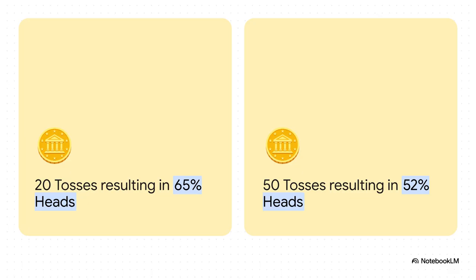But watch what happens when he increases his trials to 50 tosses. He gets 26 heads, and boom, the experimental probability drops to 52%. As he increased the trials, his actual real-world outcome got so much closer to that theoretical expectation. It's like math correcting itself in real time.